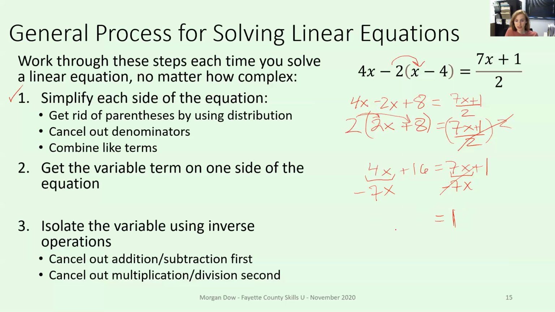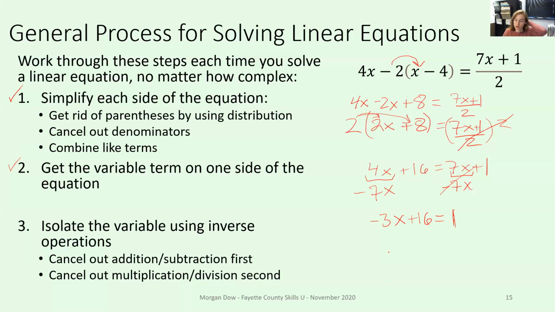And over on the left-hand side, I've still got that 16. 4x minus 7x will give me negative 3x. Okay, so we're looking better now, right? Got the variable on one side of the equation. We have completed phase 2. Now on to phase 3.